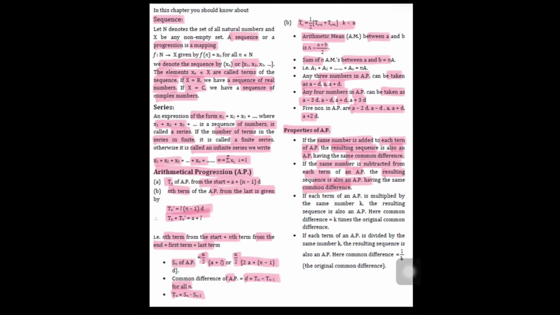And then if each term of an AP is multiplied by the same number, like for example variable k, the resulting sequence is also an AP. Here the common difference is equal to k times the original common difference. And if each term of an AP is divided by the same number k, the resulting sequence is also an AP. Here the common difference is equal to 1 over k times the original.